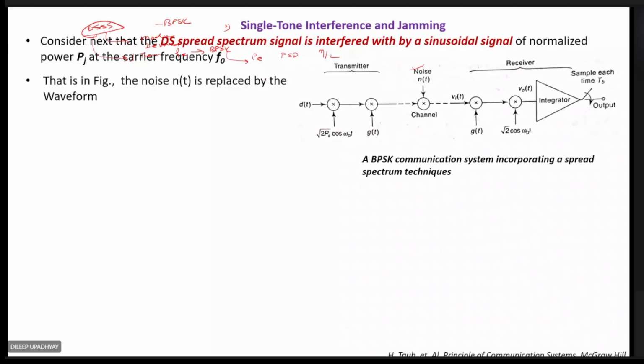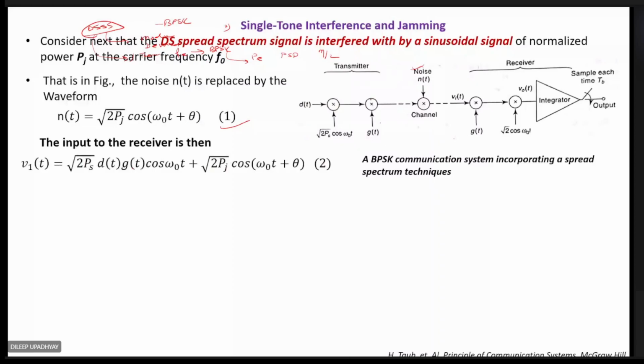For that we took the noise as a single tone interference, that is root 2 Pj cos omega naught t plus theta. The received signal at this point is root 2 Ps g(t) d(t), which is the direct sequence spread spectrum signal, plus root 2 Pj cos omega naught t, which is the noise. Then this received signal gets multiplied by g(t), again multiplied by root 2 cos omega naught t, and passes through the integrator circuit. What will be the output?